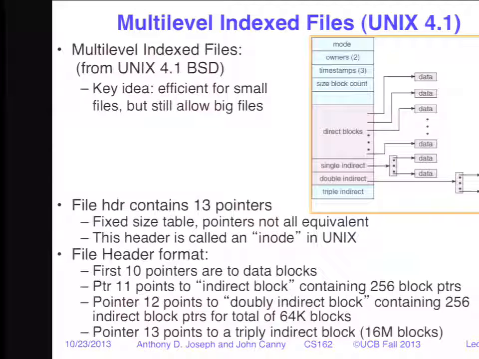The next pointer, the 12th pointer, is a doubly indirect pointer. So it points to a doubly indirect block that contains 256 pointers to singly indirect blocks, which each contain 256 pointers to data blocks. And if you want a really big file, there's a triply indirect. The 13th pointer is this triply indirect pointer, which points to a triply indirect block, which has 256 pointers to doubly indirect blocks. Each one of those doubly indirect blocks contains 256 pointers to a singly indirect block. Each of those contains 256 pointers to the actual data blocks.